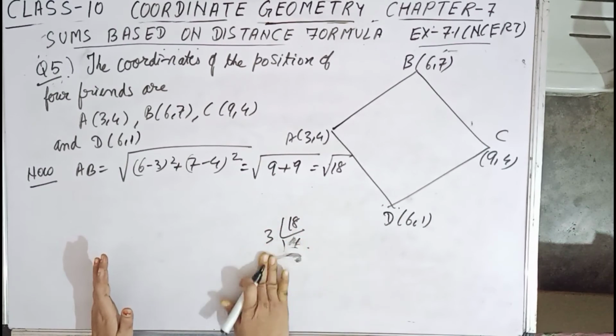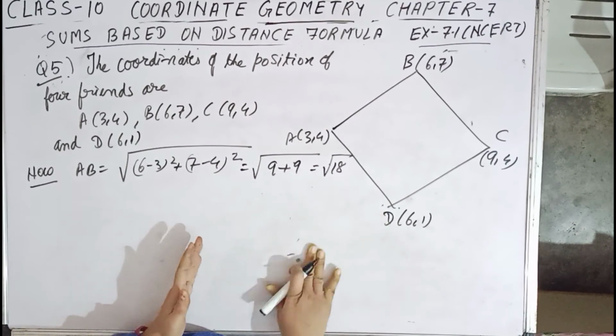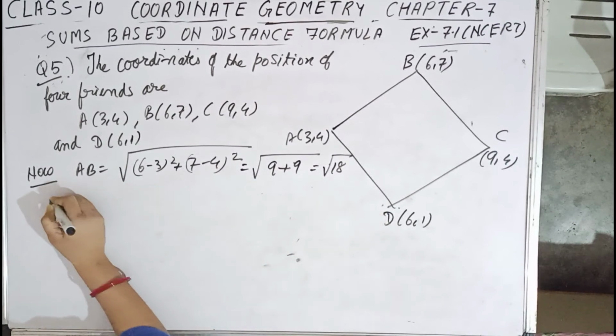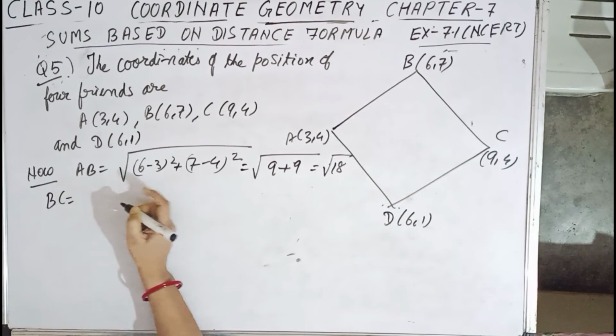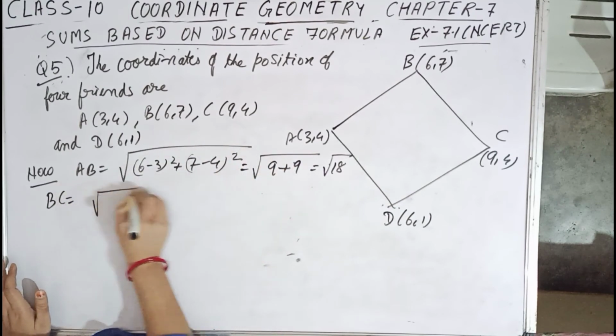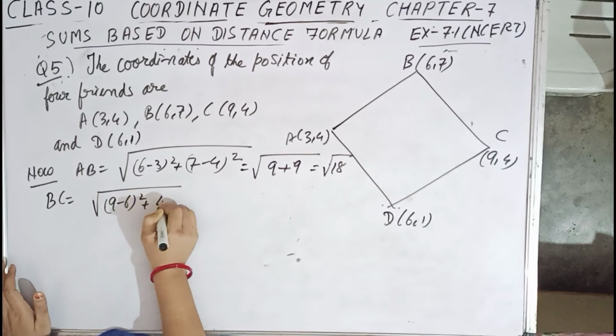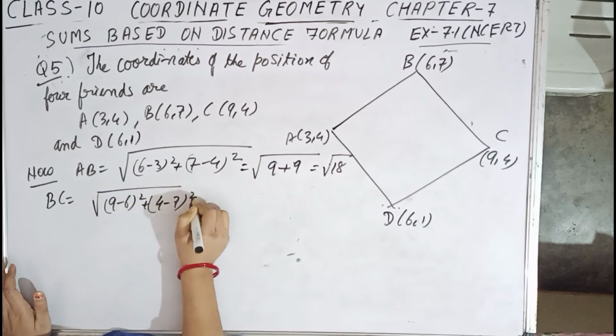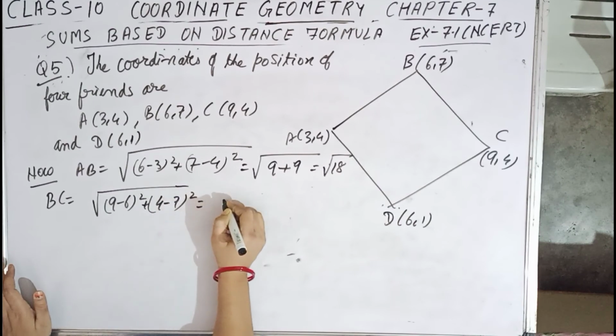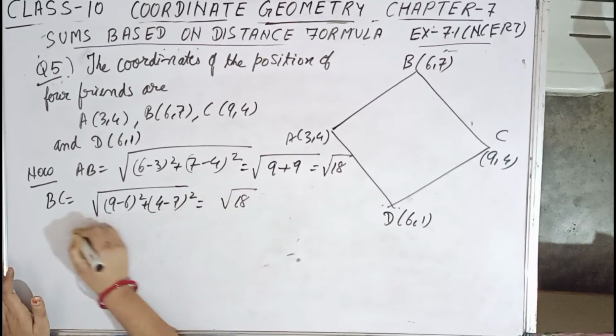3 root 2 I can write over here, but right now I am not writing. Let me see the other values, then I will be writing. Now BC will be equal to (9 minus 6) square plus (4 minus 7) square. So this will again be equal to under root 18.